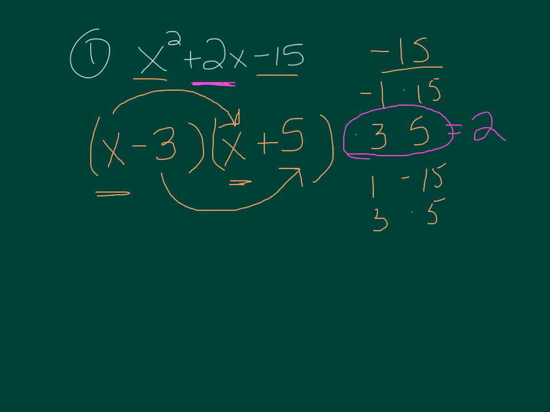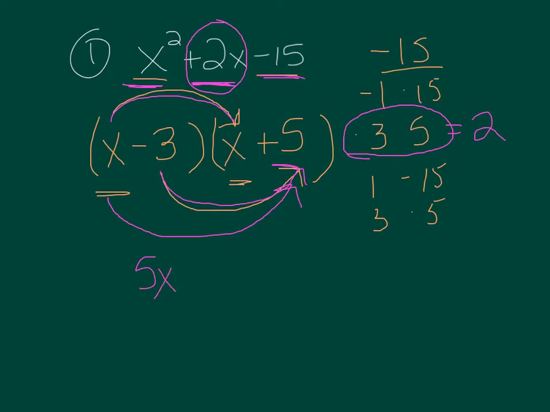Now here's the nice thing about checking. We know that x times x is x squared. We also know that negative 3 times 5 is negative 15, so we don't have to check that. What we need to check is that our middle term is going to be 2x. So I'm going to take my outside two terms: my x is an outside term and my 5 is an outside term. I multiply them: x times 5 is 5x.